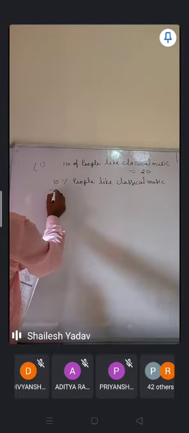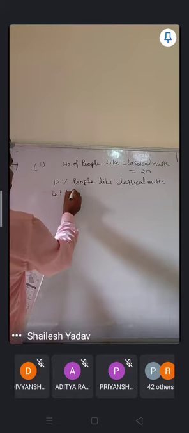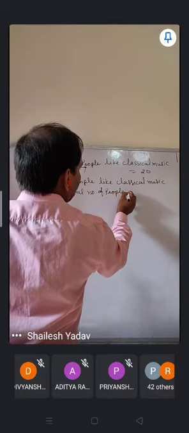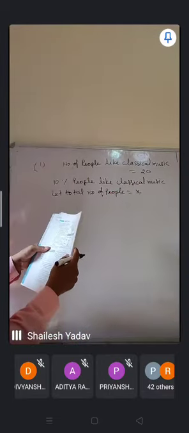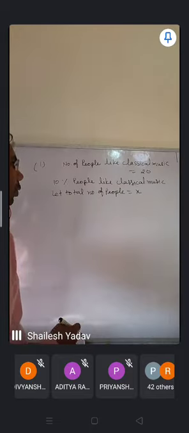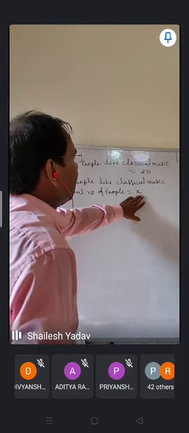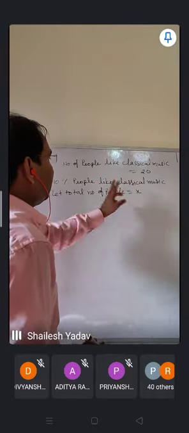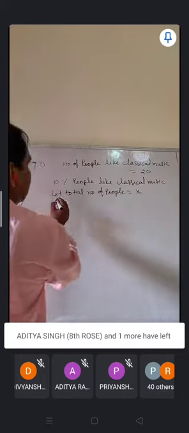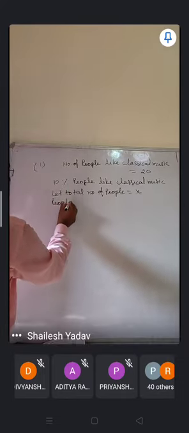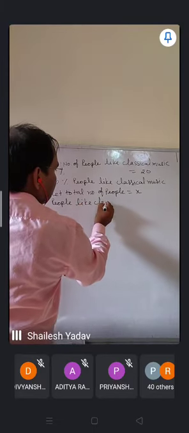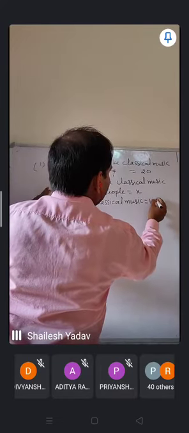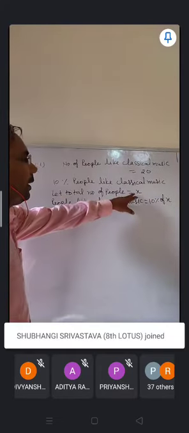So you will take the total number of people as x. In the question it is asked how many people were surveyed, which means you need to find the total number of people. So if the total number of people is x, then the people who like classical music will be 10% of the total people. It means people who like classical music is equal to 10% of the total number of people, and you have taken it as x.